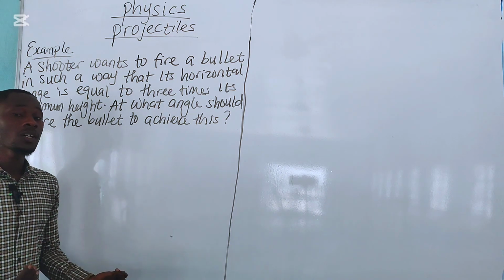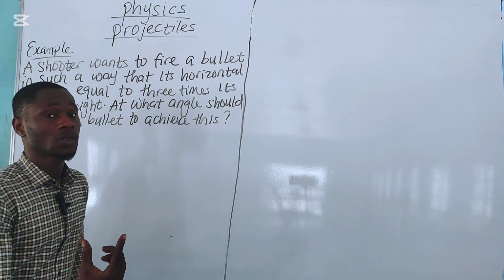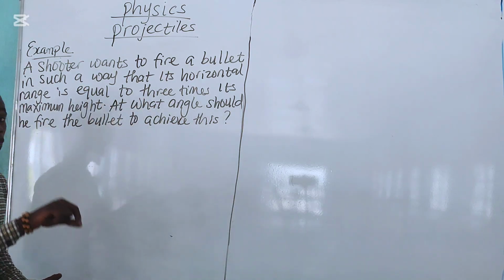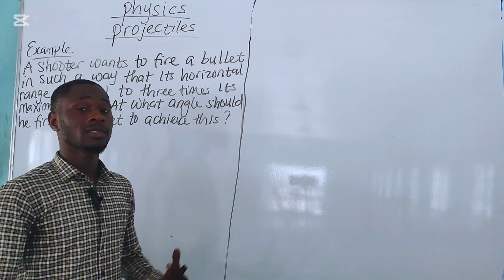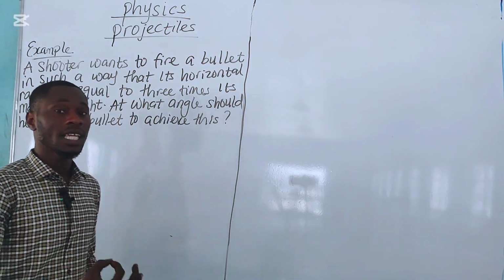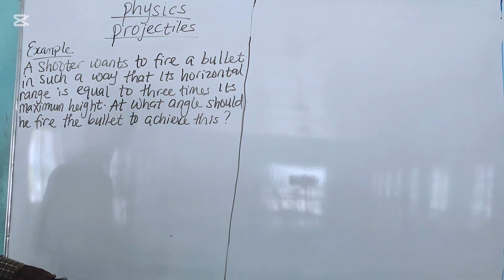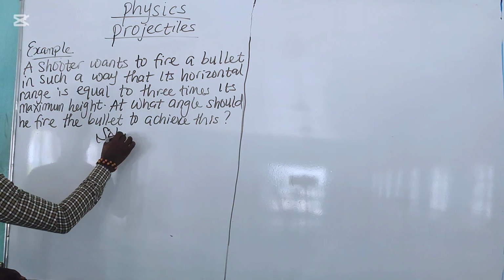So a shooter wants to fire a bullet and his aim is that the horizontal range should be equal to 3 times the maximum height of the bullet. So at what angle should he fire the bullet? Let's obtain the angle.